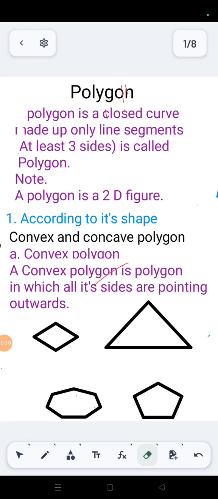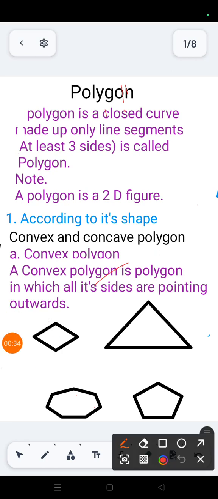A polygon is a closed curve made of line segments. At least 3 sides should be there. It's called polygon. Polygon is a two-dimensional shape. It means it can be drawn in the plane. So a closed figure which can be drawn in a plane and it has at least 3 sides or line segments is called polygon.